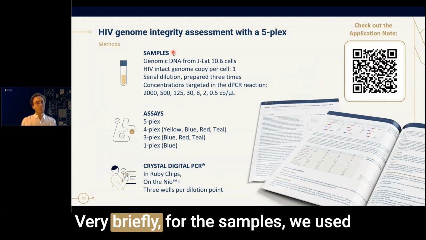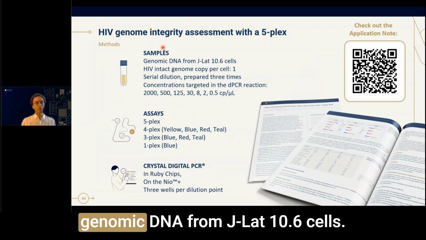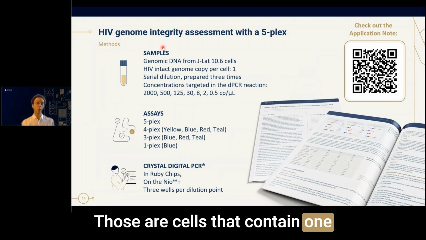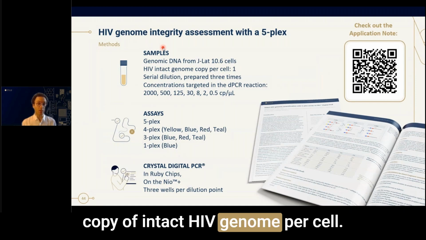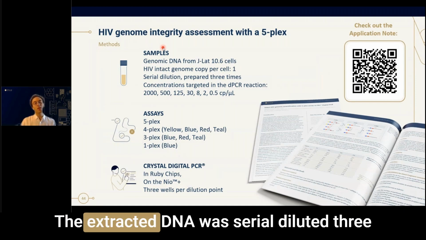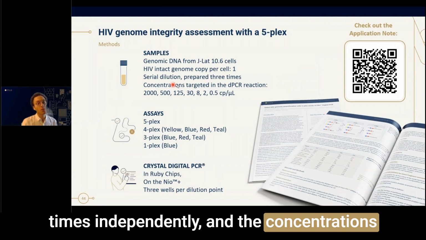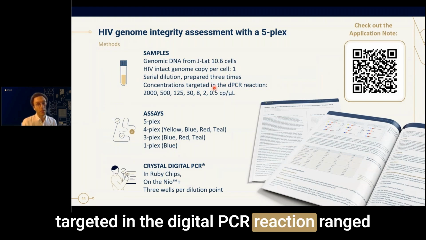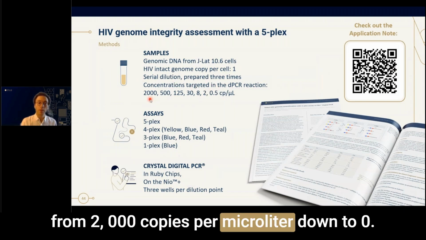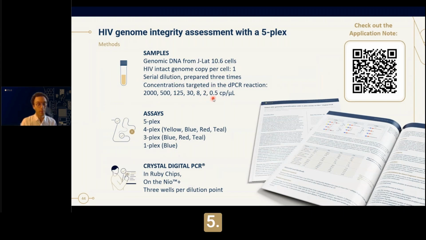Very briefly, for the samples, we used genomic DNA from JLAT 10.6 cells. Those are cells that contain 1 copy of intact HIV genome per cell. The extracted DNA was serially diluted 3 times independently, and the concentrations targeted in the digital PCR reaction ranged from 2,000 copies per microliter down to 0.5.